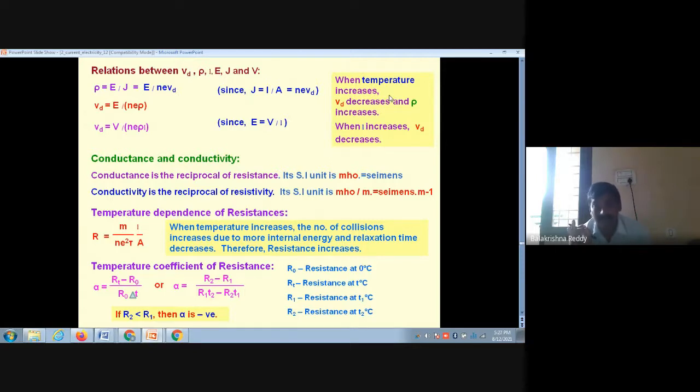Remember, this temperature coefficient is positive for conductors because resistance increases with increasing temperature, and resistance decreases with increasing temperature in semiconductors. Most important point: resistance increases with decreasing temperature in the case of semiconductors. That's why alpha is a negative coefficient for semiconductors. Remember, it's a most important MCQ question all the time.